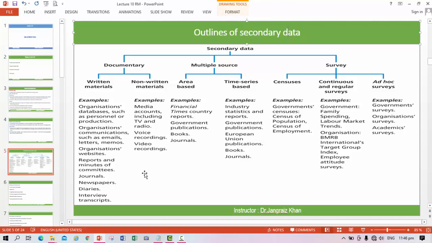The secondary data can also be multi-source data. It can be area-based, for example, Financial Times, country reports, government publications, books, journals. It can be time series based, like industry statistics and reports, government publications, European Union publications, books, journals, etc. Or it can be survey. The survey can be census, government census, population census. We have the Pakistan Census Organization for this purpose.